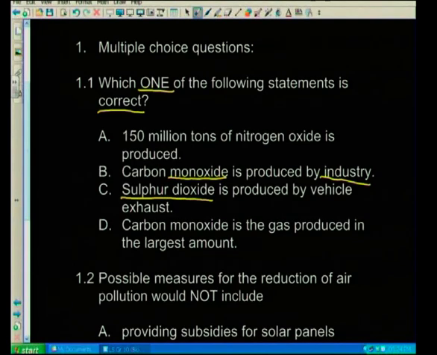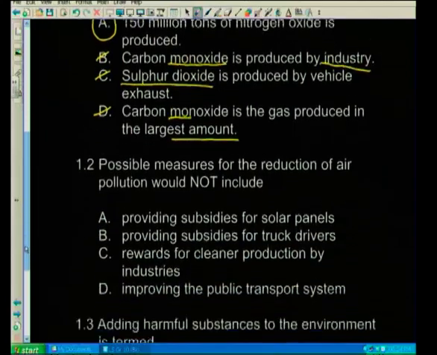Then, sulfur dioxide is produced by vehicle exhaust. No, it's carbon monoxide that's produced by our vehicles. Number D, carbon monoxide is the gas produced in the largest amount. I'm not going to agree with that, because I also think it's carbon dioxide that is being produced in large amounts. So if I look at A, B, C, D, I'm going to eliminate D, C, B, and I think the answer is A. All right, let's move on to the next multiple choice.